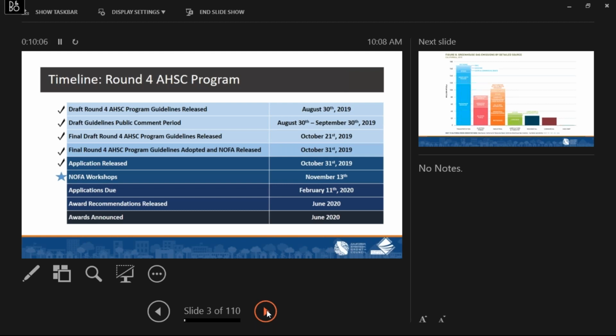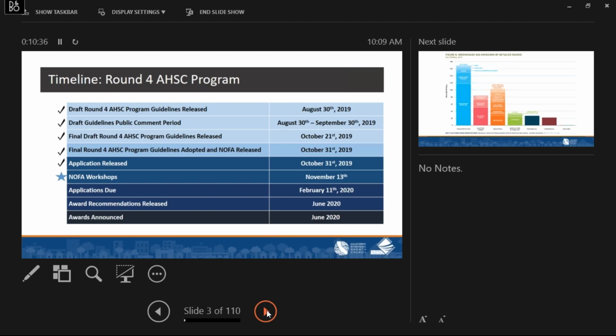And we actually intended to have the application released, but that's going to be released, we believe, tomorrow or sometime this week. We apologize for the delay on that. And then we are kicking off our workshops in the next couple of days. We'll be officially hitting the road tomorrow, although this, of course, is a workshop as well. So that will begin the application period once the NOFA and application are out.